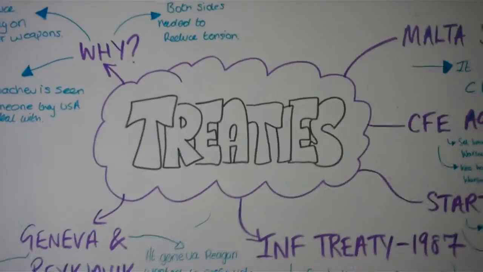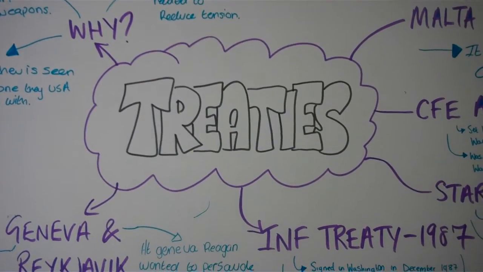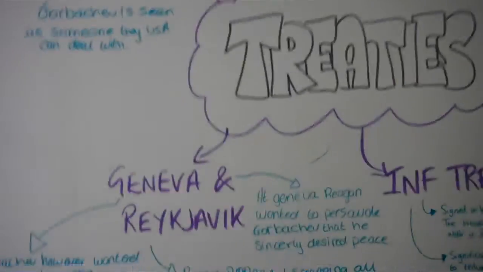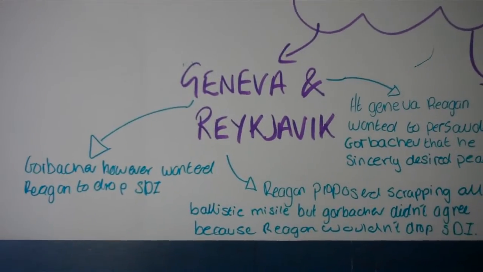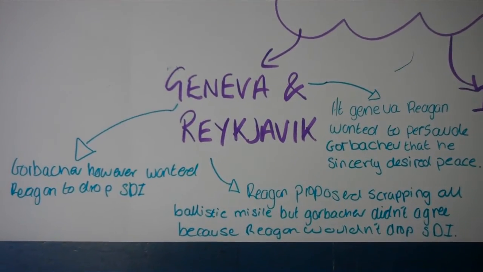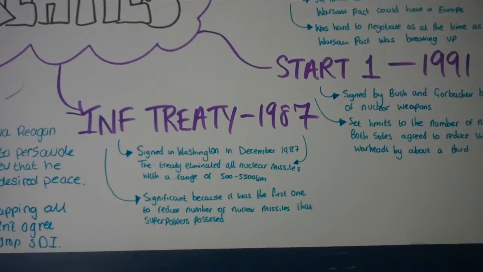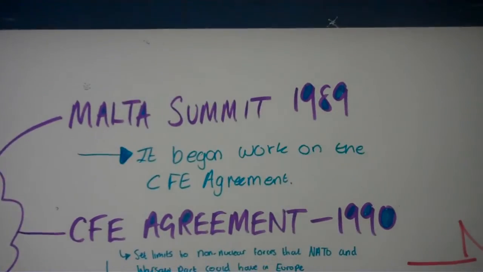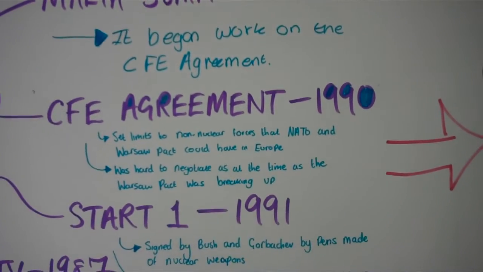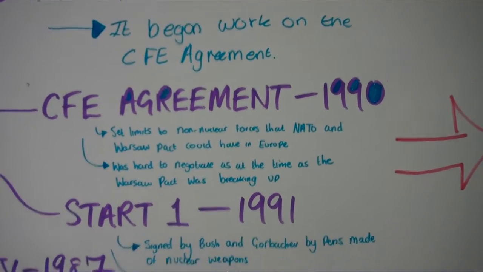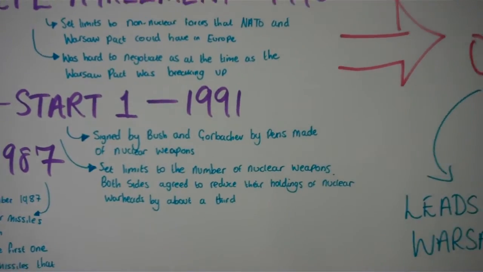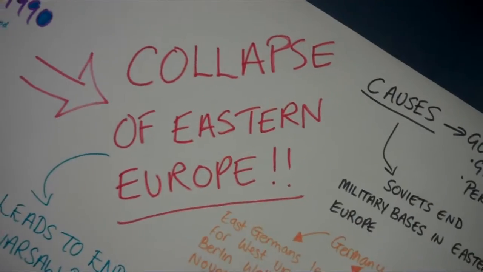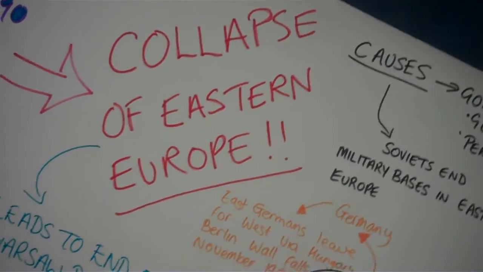On the home straight, we're now into the idea of treaties, why it happened, Geneva and Reykjavik, the INF Treaty, the Malta Summit, the Conventional Forces Agreement, and then finally START 1, which was under the presidency of Bush Senior. And that takes us then to the collapse of Eastern Europe from communism.